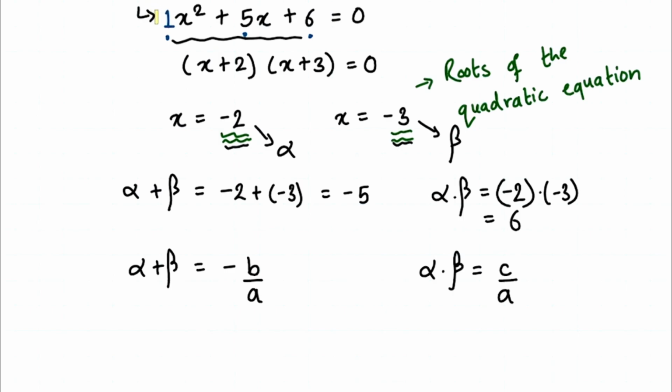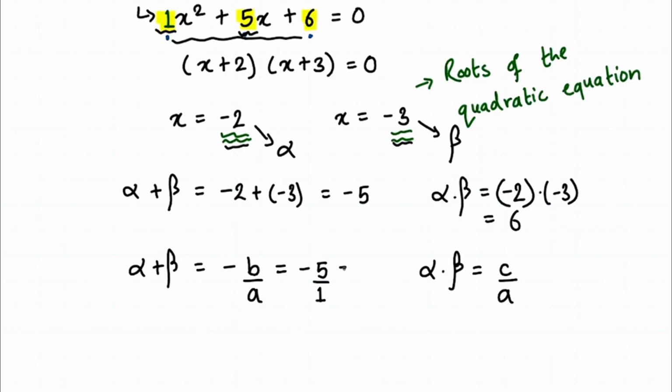So in our particular example, we have our a as 1, right? Our b as 5, and our c as 6. Now let's check if this formula is correct or not. Okay, so it equals, our minus is there, our b is 5, right? So let's put that 5 over here, divided by our a, which is 1, right? So let's put that 1 over here as well.